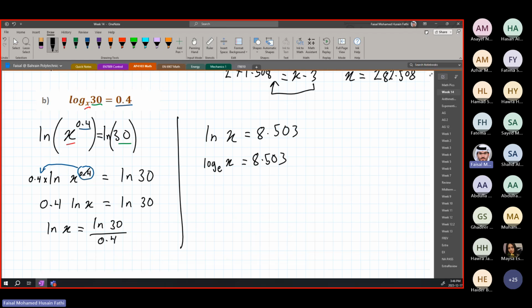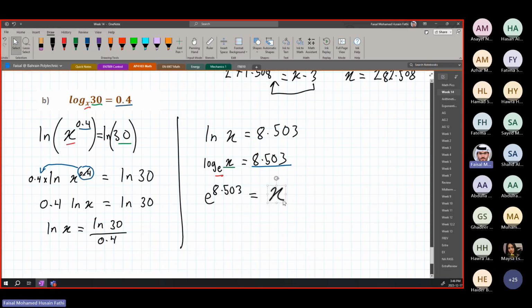If we transform this into an exponential, how do we do that? This is our solution, this is our power. So we have the base, solution, power. So this is simply e, which is the base, to the power of 8.503 is equal to x. And that's it. It's very straightforward. This is the concept I need you guys to understand.